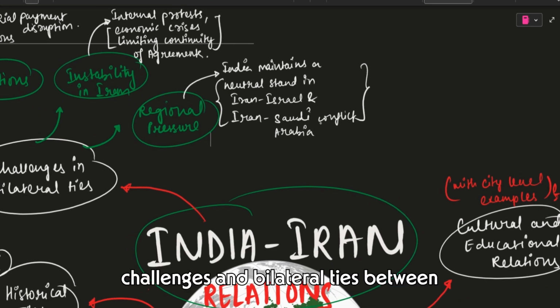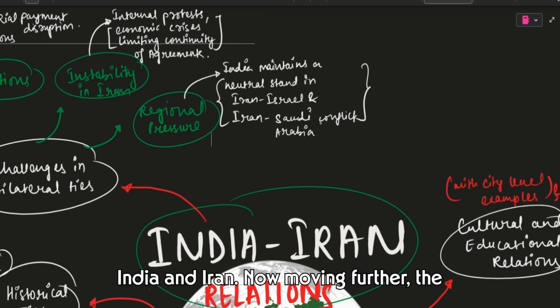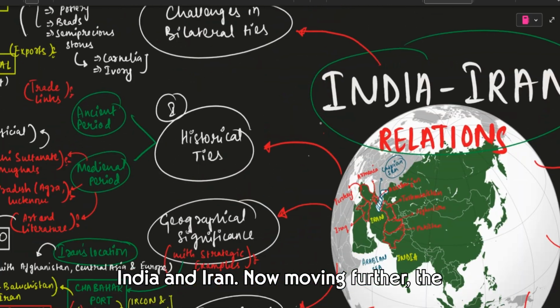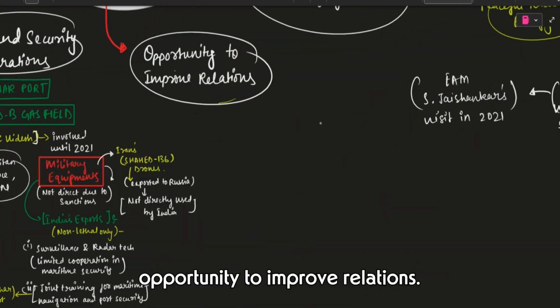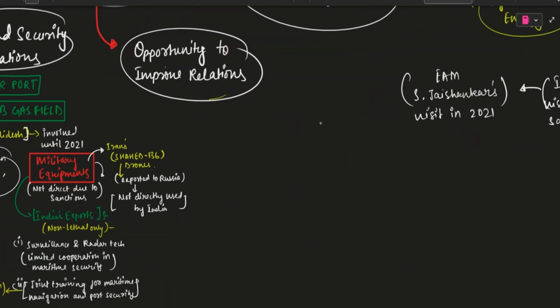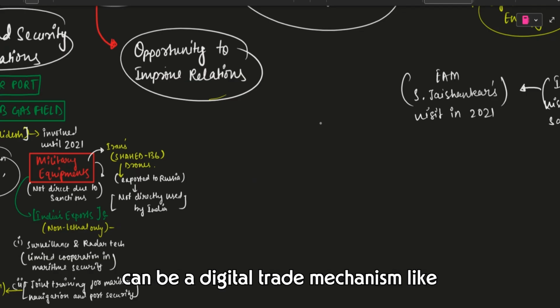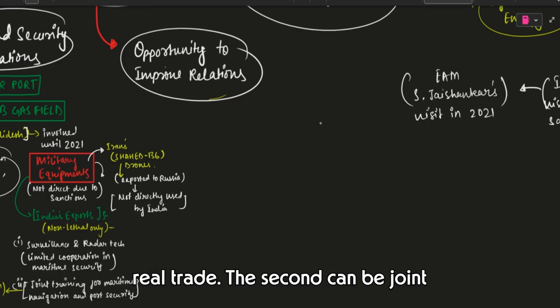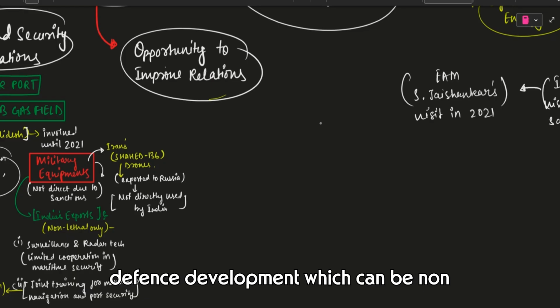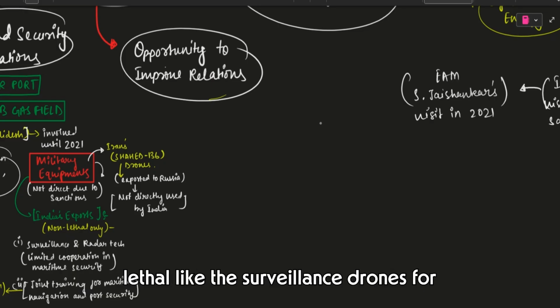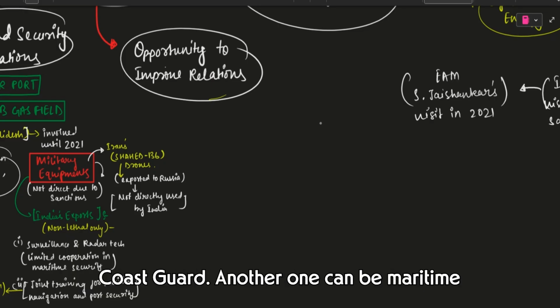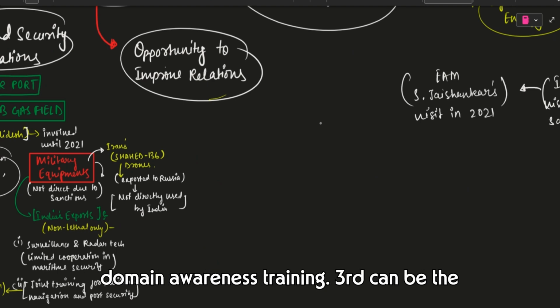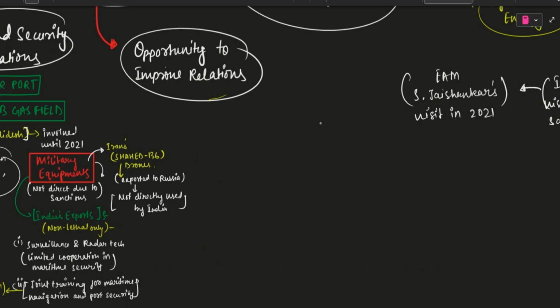Alright guys, so this was all about the challenges in bilateral ties between India and Iran. Now, moving further, the last topic which we can do is opportunities to improve relations. According to me, the first opportunity can be a digital trade mechanism, like using UPI-like payment gateways for rupee-rial trade. The second can be joint defense development, which can be non-lethal, like surveillance drones for the Coast Guard. Another one can be maritime domain awareness training. Third can be satellite-based communication security systems.